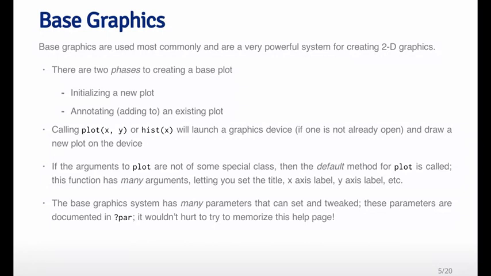If you don't pass it a special type of data, so if you just pass it X and Y, or for example vectors, then you use what's called the default method for plot. This default method has a lot of arguments, and you can look at the help page for plot and see what those arguments are. For example, you can set things like the title, the x-axis label, and the y-axis label, and many other types of details.